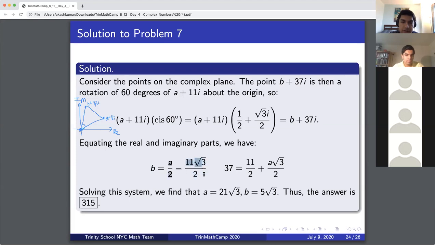A over 2 minus 11 root 3 over 2 is our real part. If you do out this multiplication in what I'm highlighting right now, you'll get that the real part is this. Likewise for the imaginary part, you get 37 because of this 37 here, and then do this multiplication and you should get this. Then you have a system of 2 equations with 2 variables. We've solved equations like this before, so we don't write all the calculations, but when you work out the numbers, you should get that a is 21 root 3 and b is 5 root 3. Multiplying the two together, you should get 315.